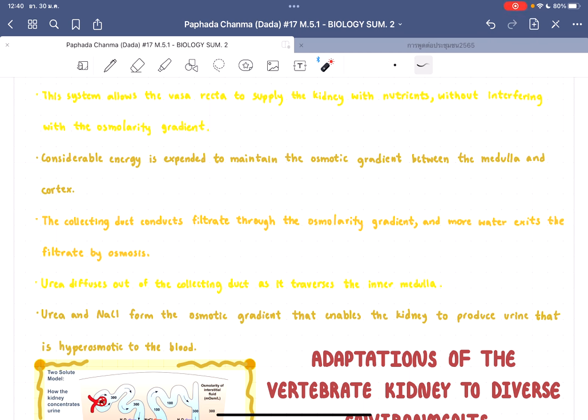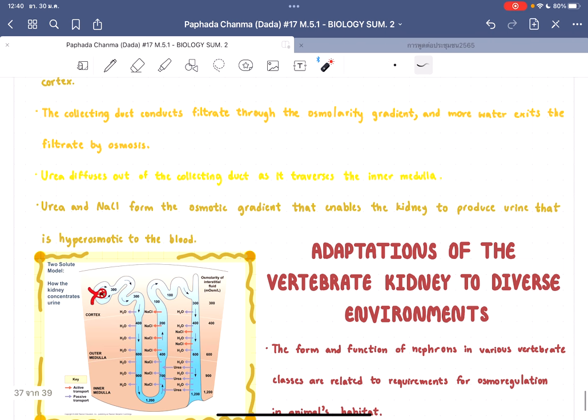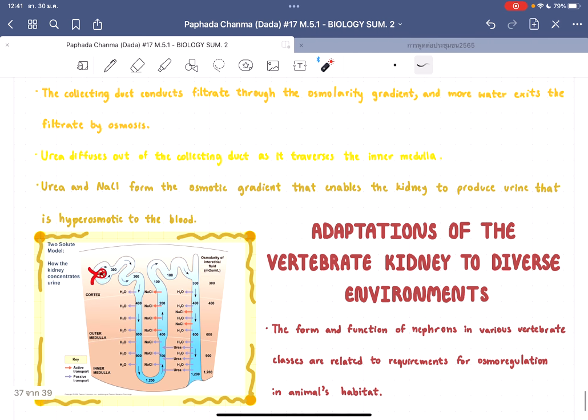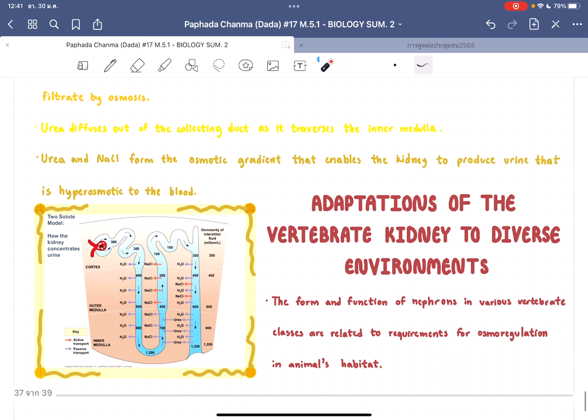The collecting duct conducts filtrate through the osmolarity gradient, and more water exits the filtrate by osmosis. Urea diffuses out of the collecting duct as it traverses the inner medulla. Urea and NaCl form the osmotic gradients that enable the kidney to produce urine that is hyperosmotic to the blood.